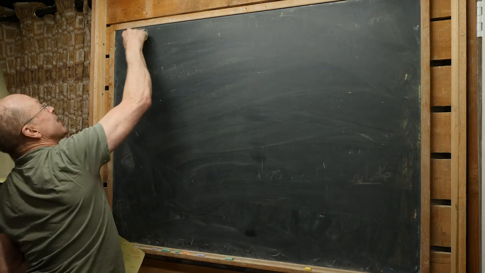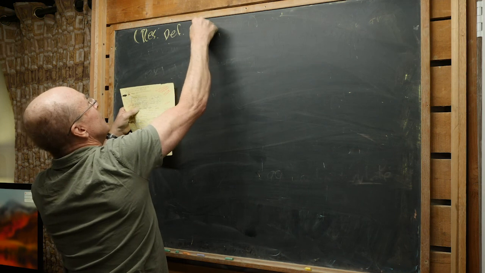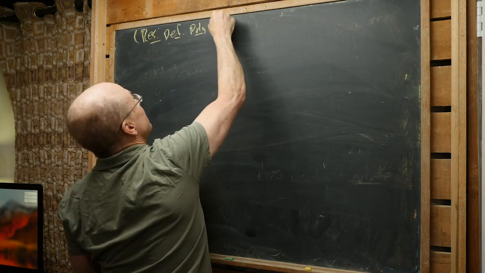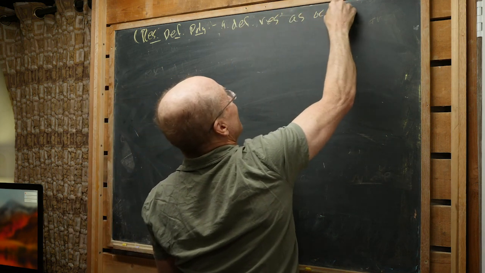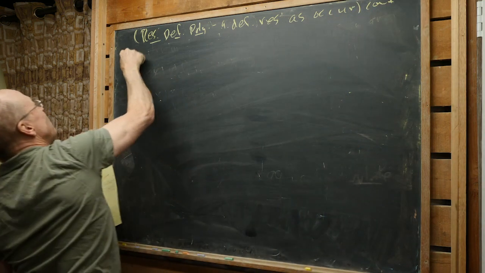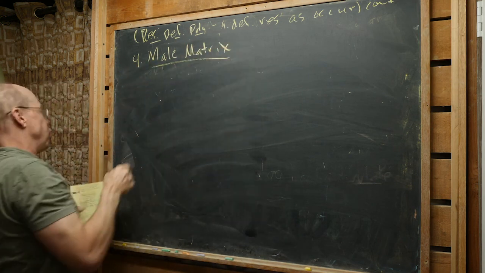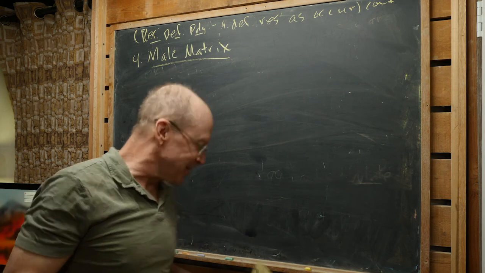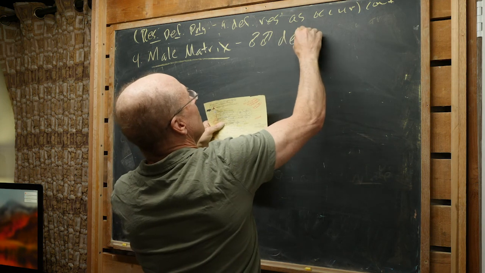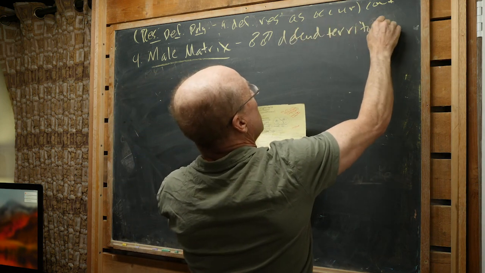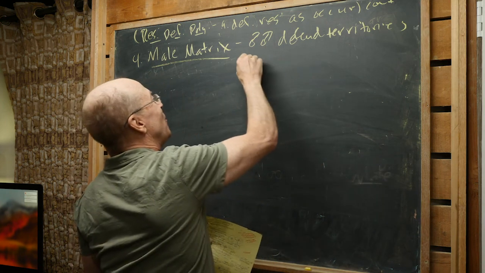Number 4. Again, I guess I shouldn't have erased this. Resource defense, polygyny. This is A, defense, resources as they occur, continued again. Here's number 4. Number 4 is called the male matrix. This is great. I love the male matrix. So, males defend territories, and herds of females visit these territories.